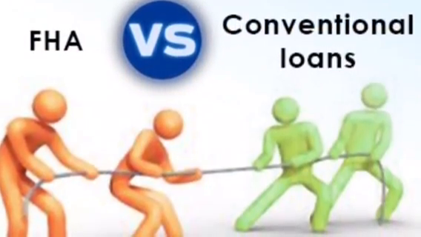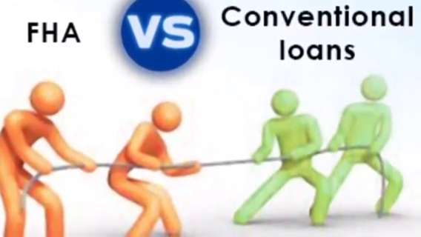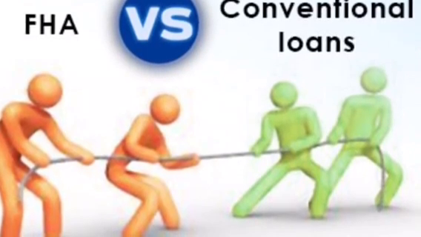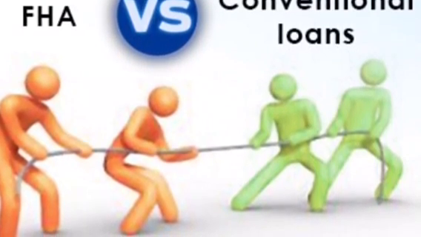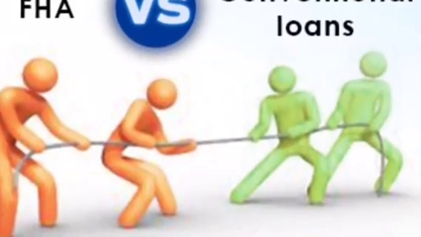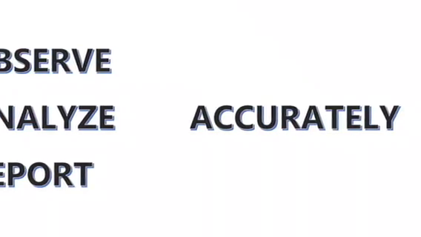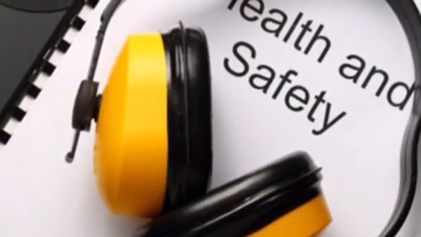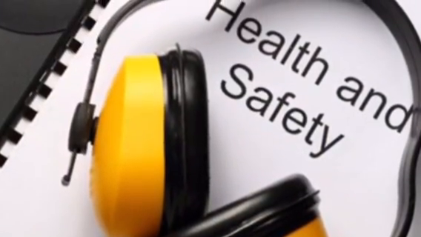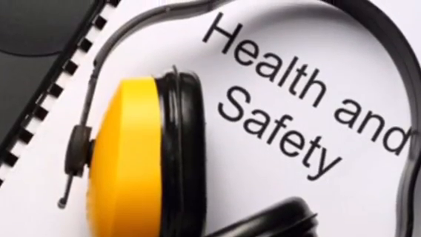FHA loans are an alternative to conventional financing with lower down payments, lower qualification requirements, and offering senior reverse mortgage options. The adoption of the HUD Handbook 4000.1 focuses primarily on the appraiser observing, analyzing, and reporting accurately the conditions that exist with the property at the time of the appraisal. FHA has minimum property requirements that primarily focus on health and safety of the property.